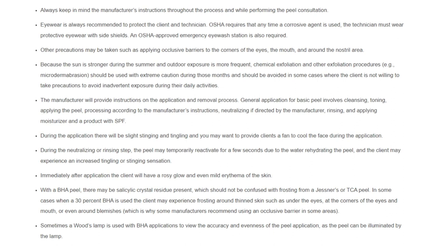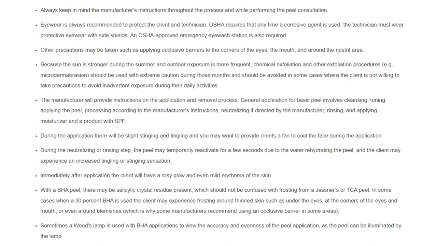Eyewear is always recommended to protect the client and technician. OSHA requires that any time a corrosive agent is used, the technician must wear protective eyewear with side shields. An OSHA-approved emergency eyewash station is also required. Other precautions may be taken, such as applying occlusive barriers to the corners of the eyes, the mouth, and around the nostril area.